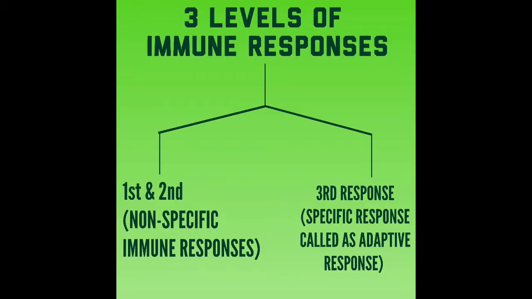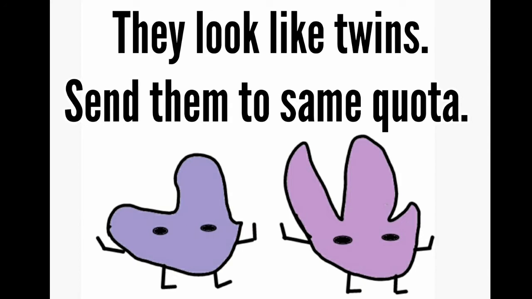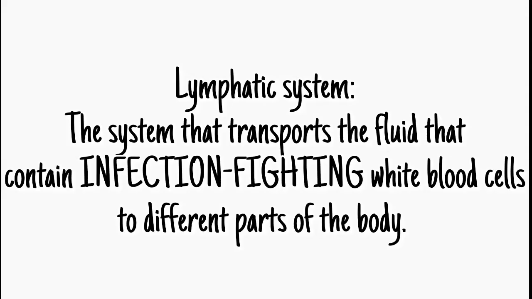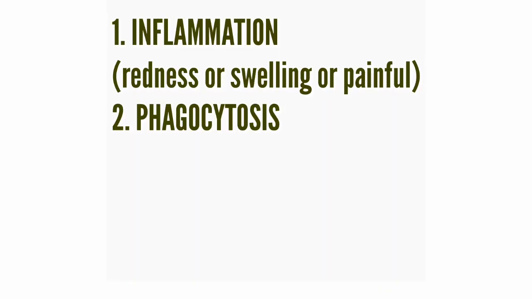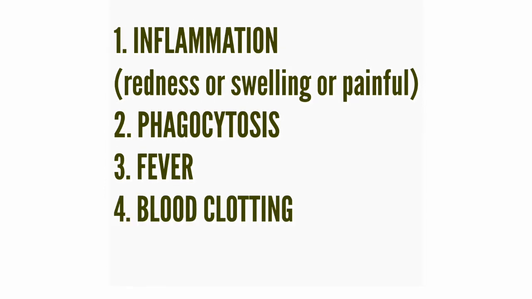Second line of defense. As said earlier, it is also a non-specific line of defense, as it cannot spot the difference between two specific pathogens, which is why it responds in the same manner to every one of them. Our lymphatic system plays a major role in the second line of defense. The lymphatic system is the system that transports the fluid which contains infection-fighting white blood cells to different parts of the body. The responses in the second line of defense include inflammation, phagocytosis, fever, and clotting.